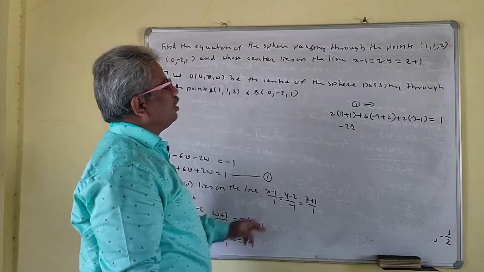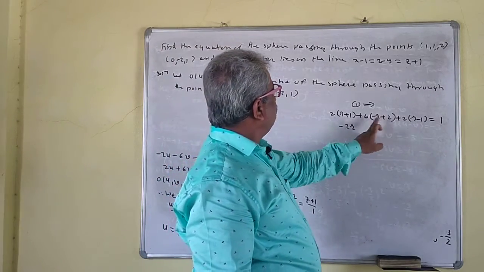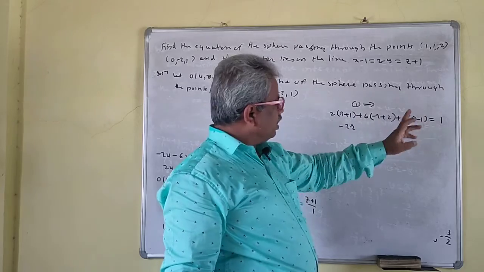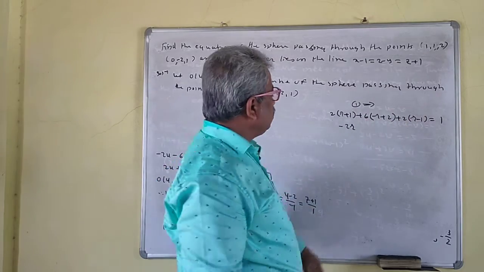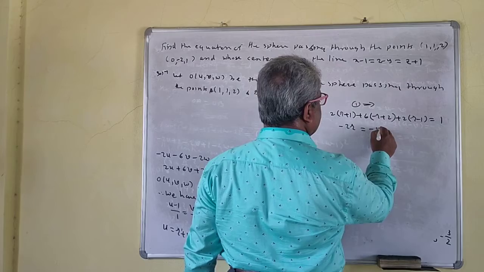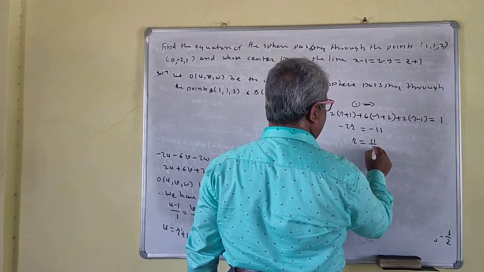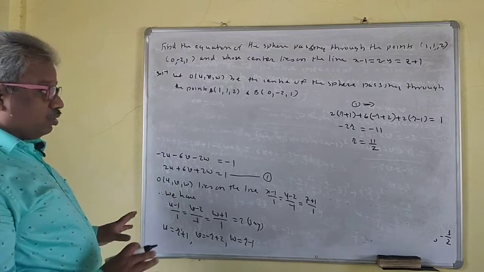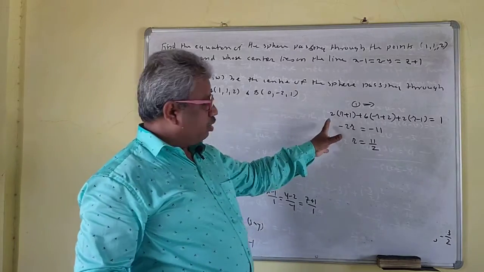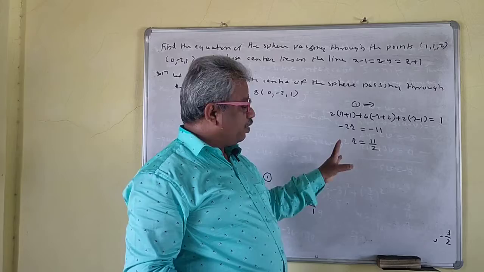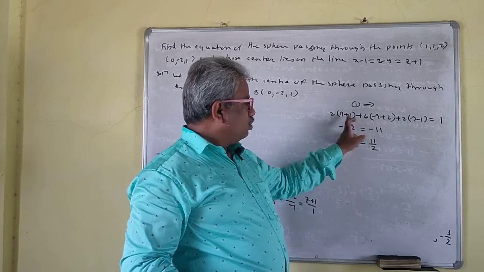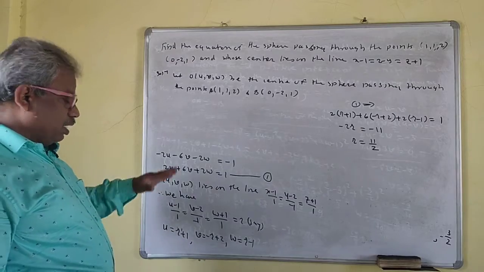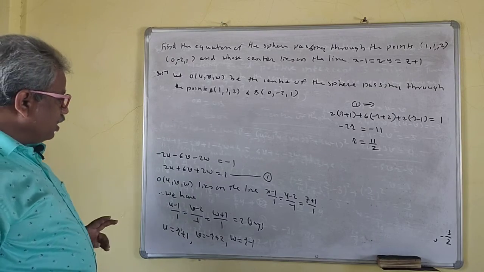Now we'll collect the constants. This is 12, the 2 and minus 2 get cancelled. So 1 minus 12 is minus 11, so r is equal to 11 by 2. Your value of r is 11 by 2. So do this correctly. If you made a mistake somewhere here, you get a wrong answer. So do this honestly and check again and again.